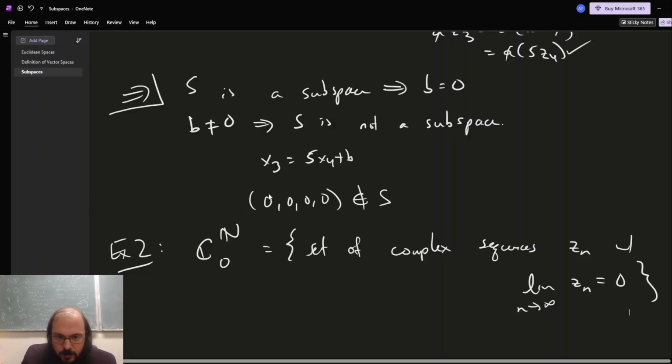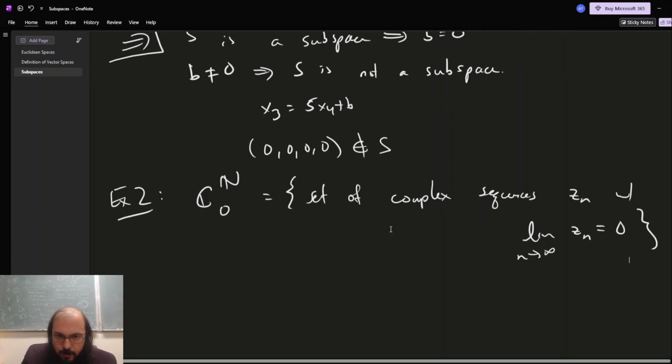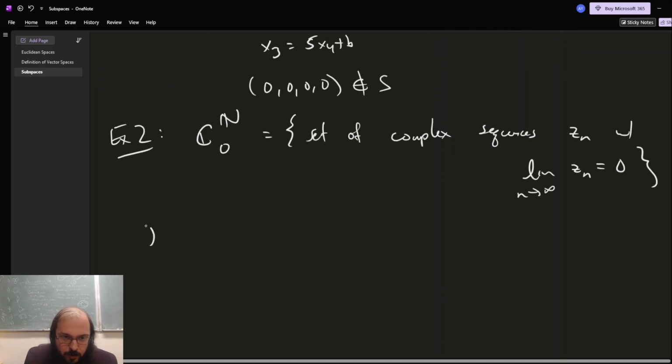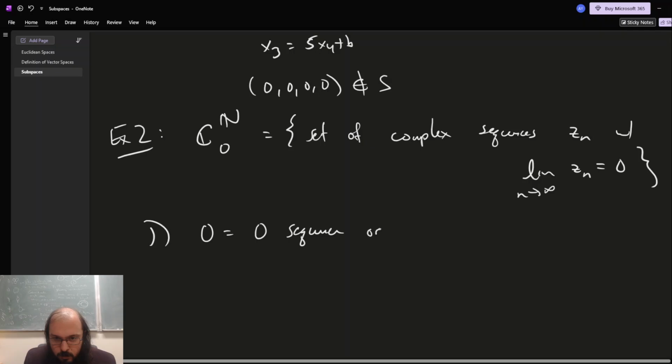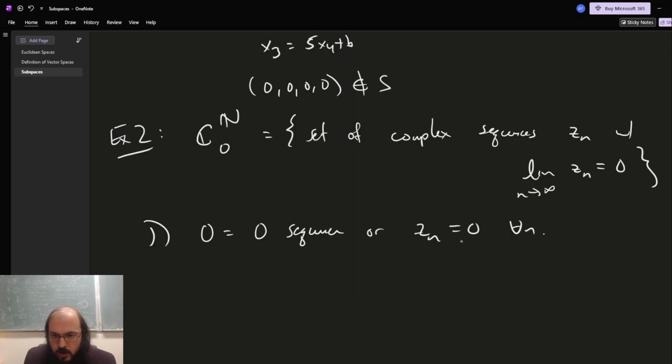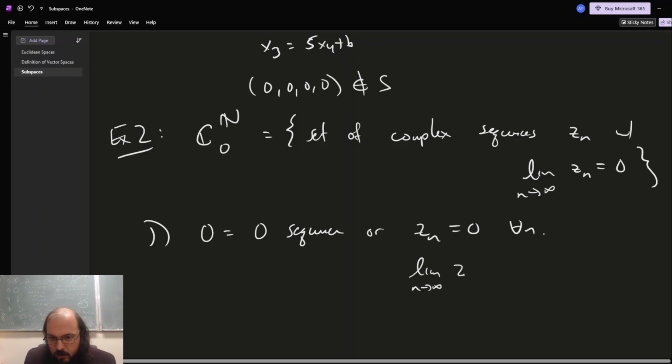This is also a subspace, and let's check it. Again, using the proposition, the first requirement is that the 0 vector be in the set. Well, what is the 0 of this set of sequences? The 0 is the 0 sequence, or more specifically, Zn equals 0 for all n. Of course, if Zn is already constant, then this limit is 0, right? How could it not be?